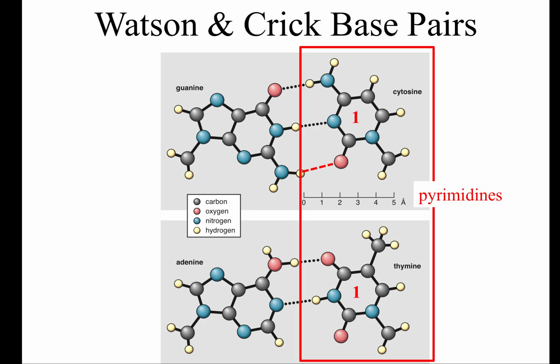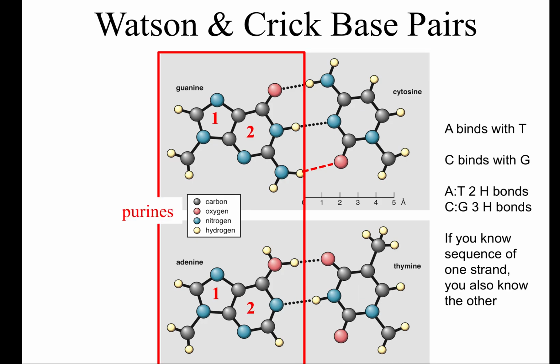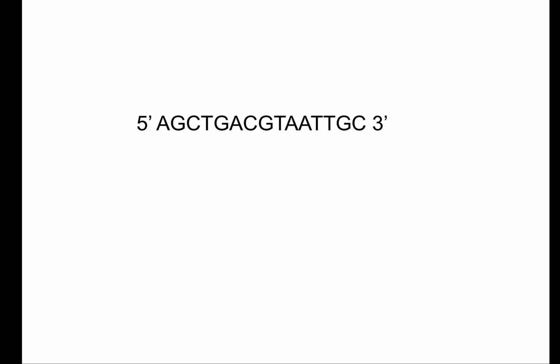Okay. C and T are called pyrimidines. That's the type of molecule that they are. That's the chemical name for them. G and A are called purines. That's the type of molecule that they are. How I remember this is A and G spell the word ag, and purine.